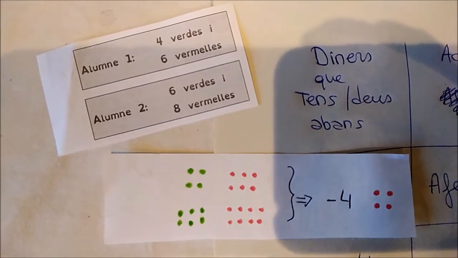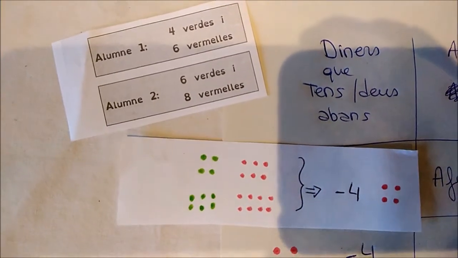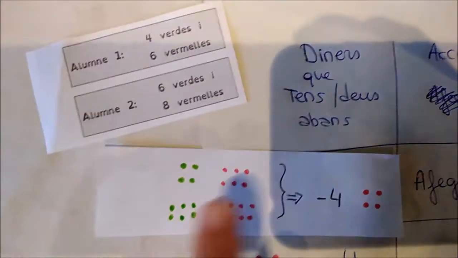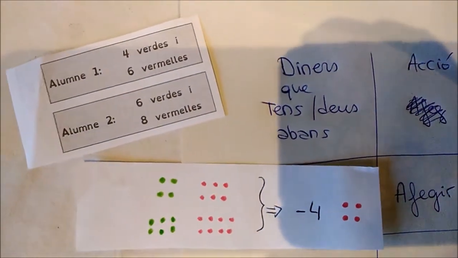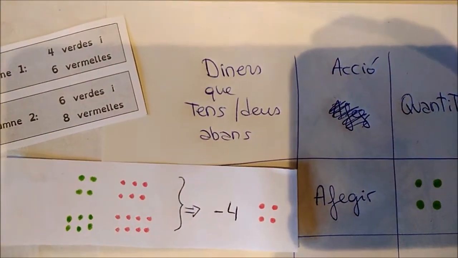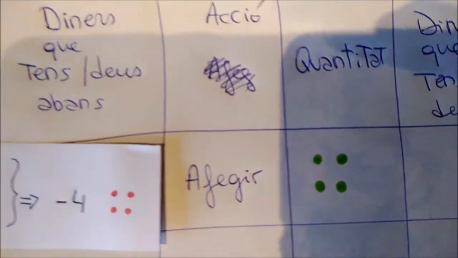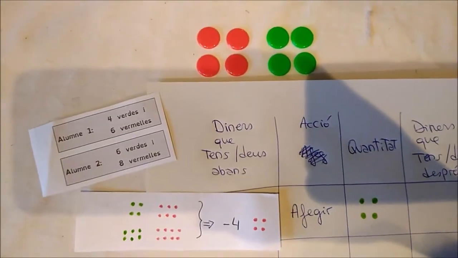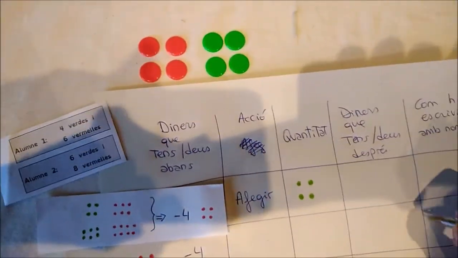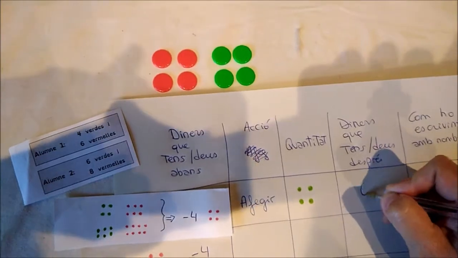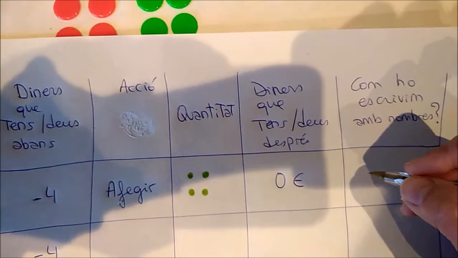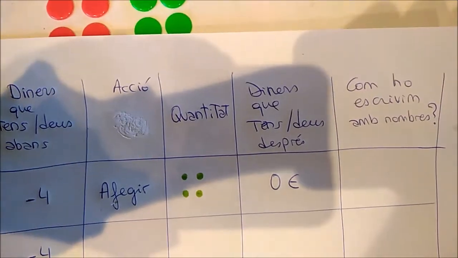In my example, we began with 4 negative ones because student 1 and student 2 had all these. So we have a debt of 4. And the first instruction says we have to add 4 green ones. So this is what we have. So how much money do we have now? 0 euros. And how do we represent this with numbers?